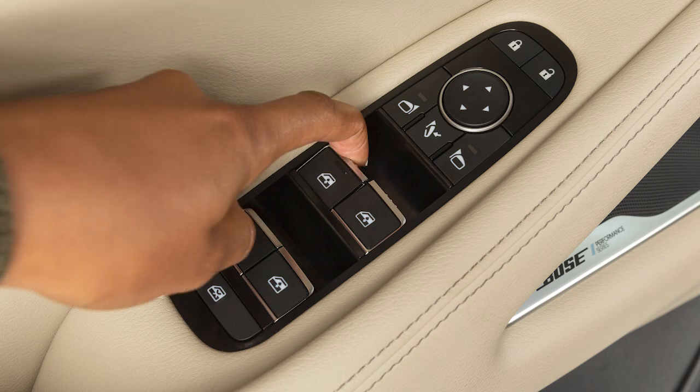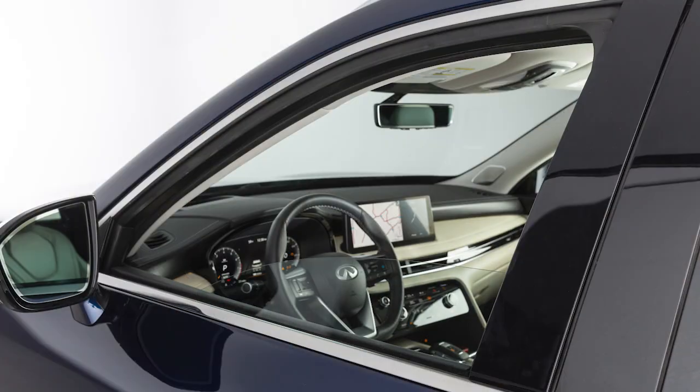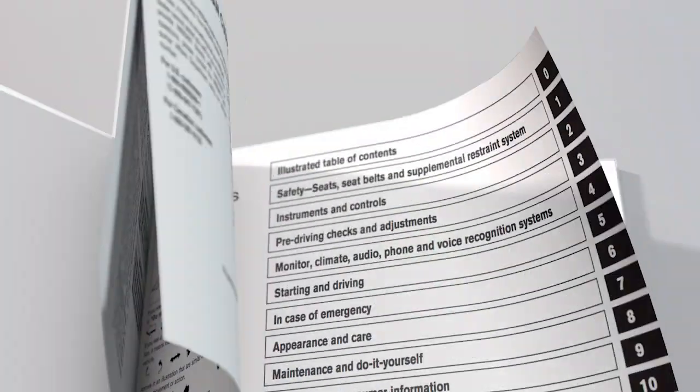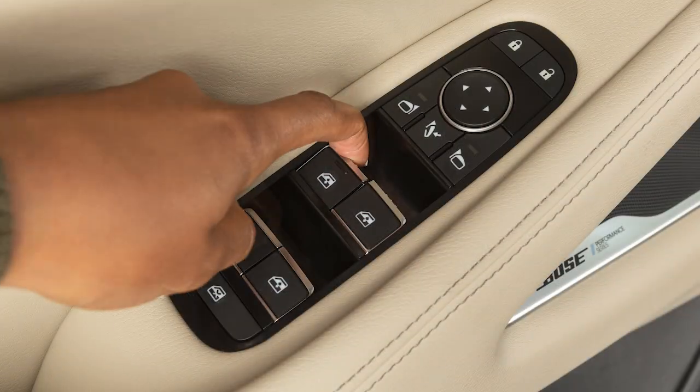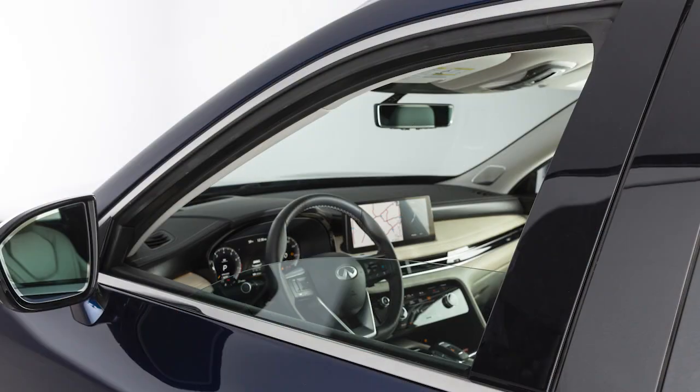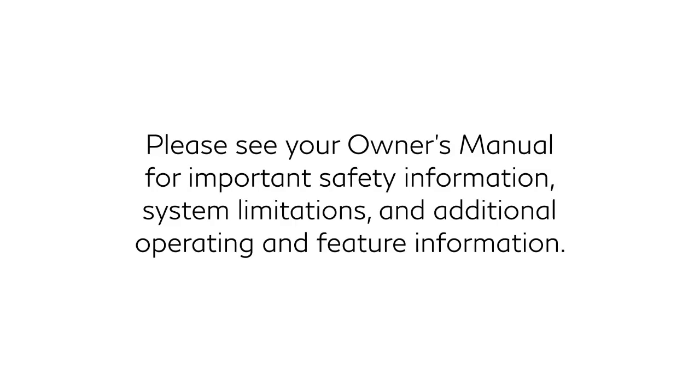If the power window automatic function, closing only, does not operate properly, see the owner's manual to initialize the power window system. If it still doesn't operate normally, it is recommended you visit an INFINITI retailer for service. Please see your owner's manual for important safety information, system limitations, and additional operating and feature information.